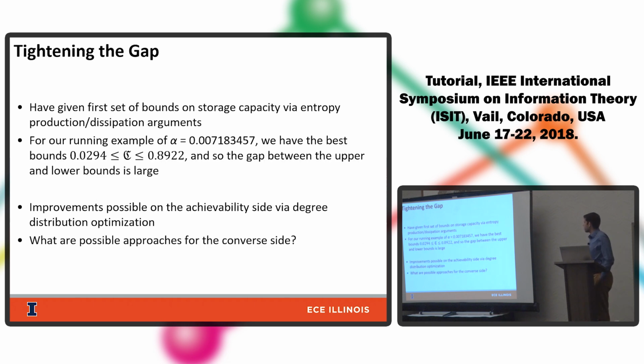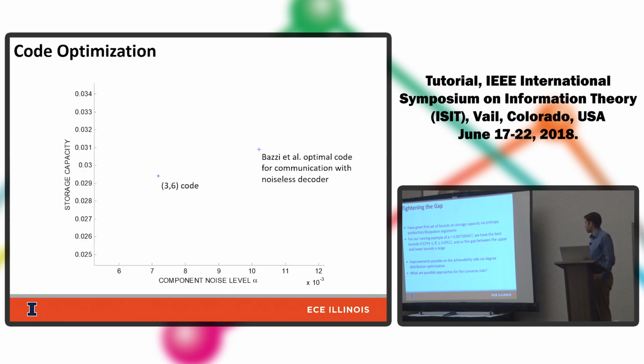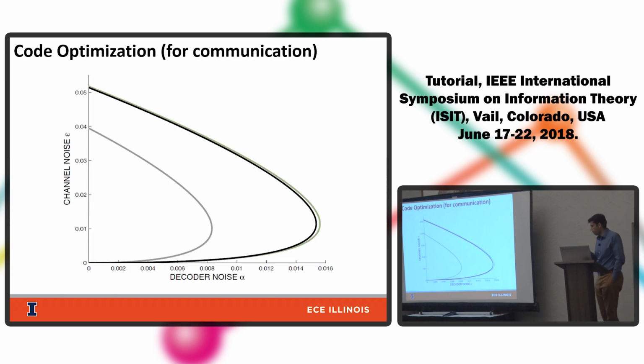And we can tighten this gap quite a bit. On the achievability side, by using degree distribution optimization for the LDPC codes. So for example, this is a better code than the 3,6 code I was just demonstrating. So it increases the storage capacity quite a bit and improves the gate level noise that we can tolerate. This black curve is the 3,6 code. This is for communications, where we had optimized codes. The black one is Gallager's code, and the green one is something that's even better for communications.